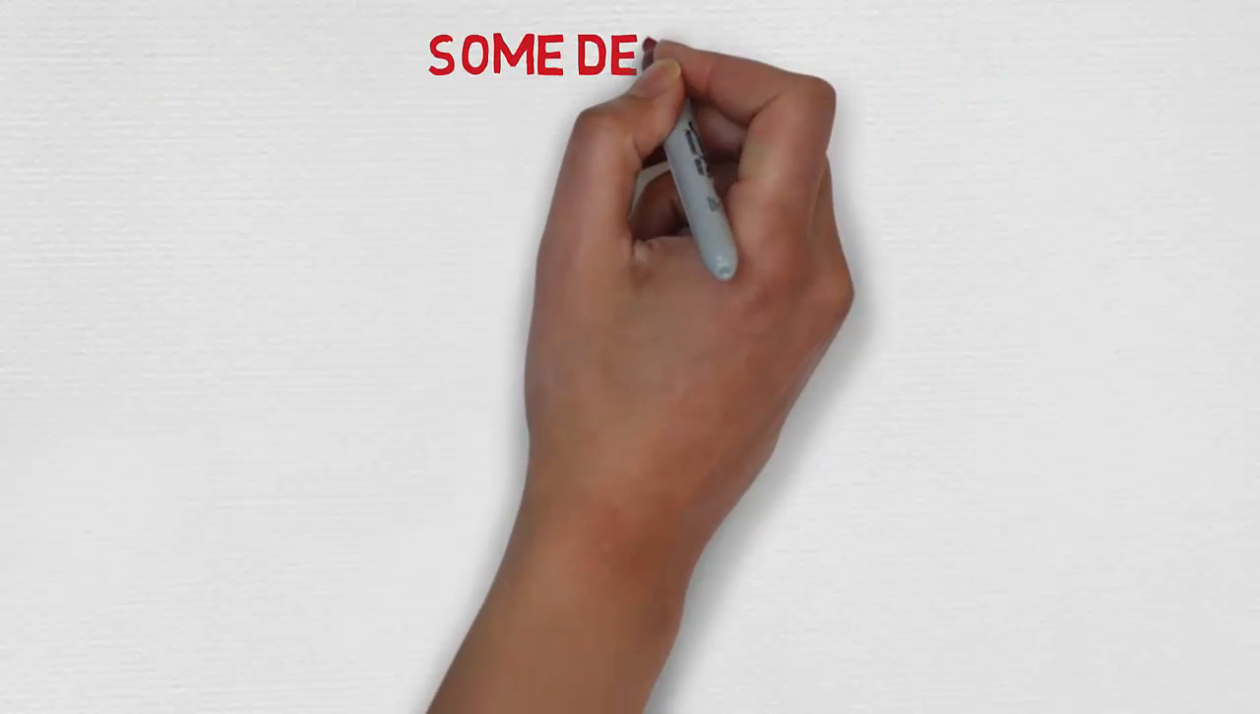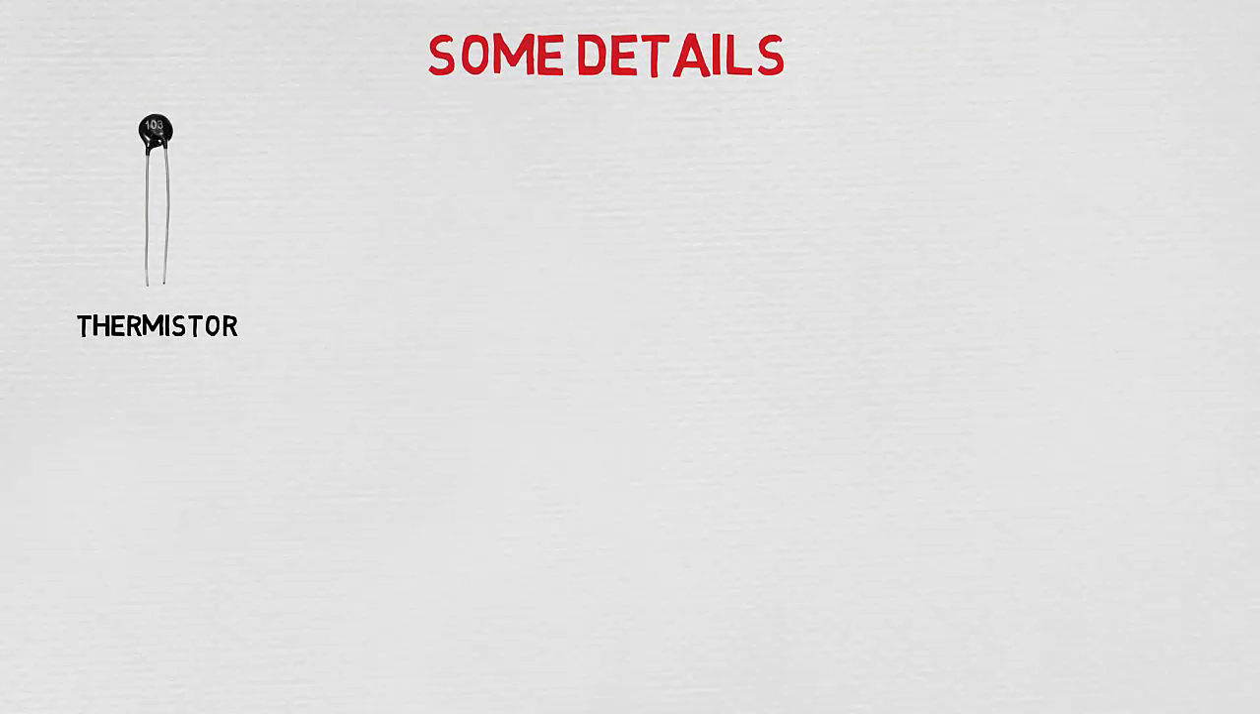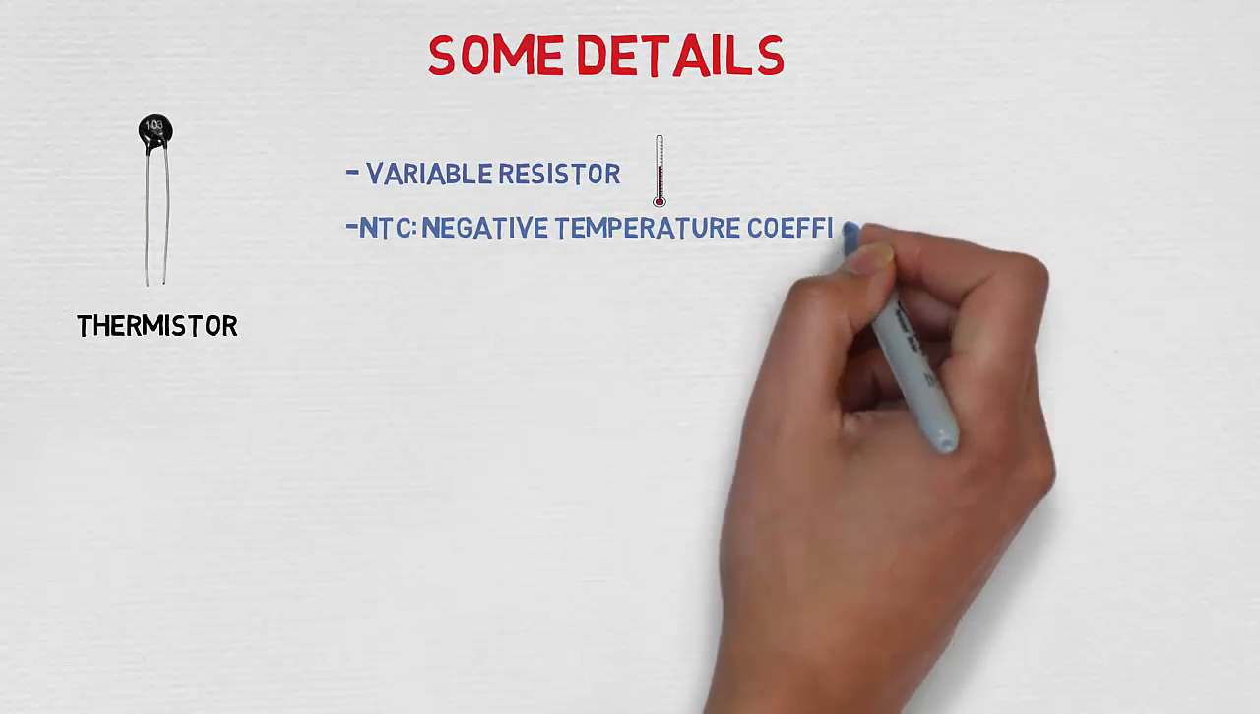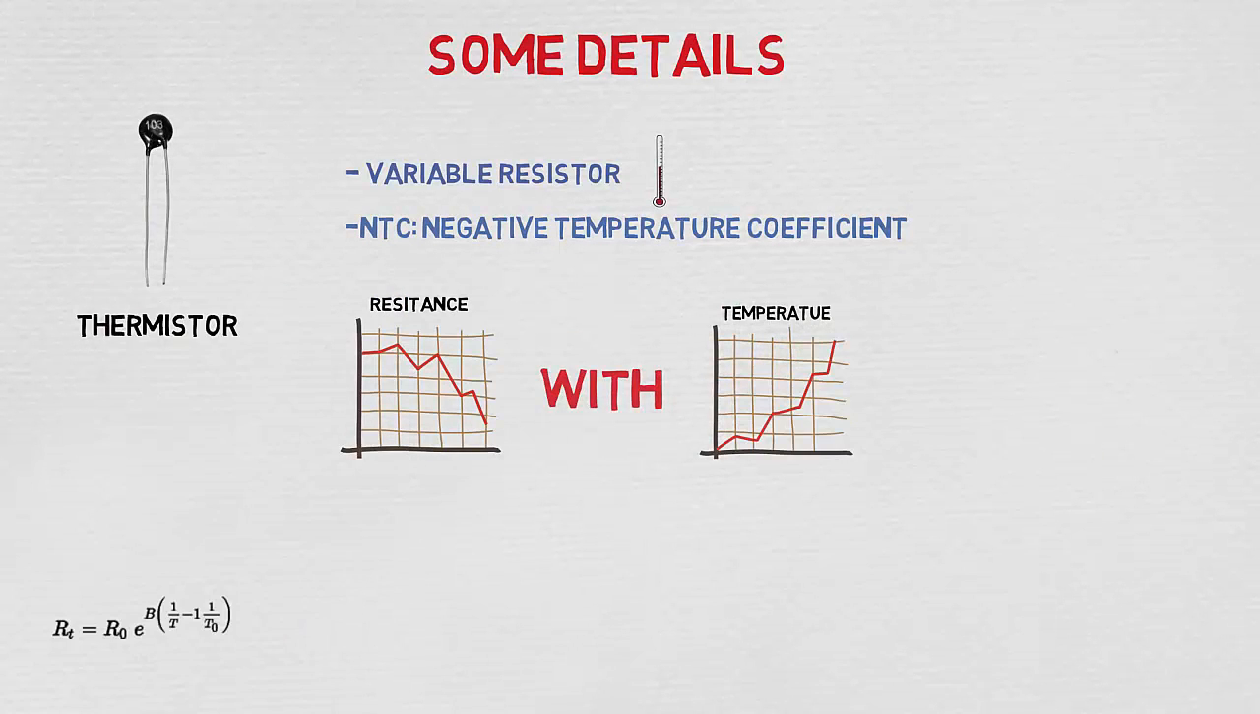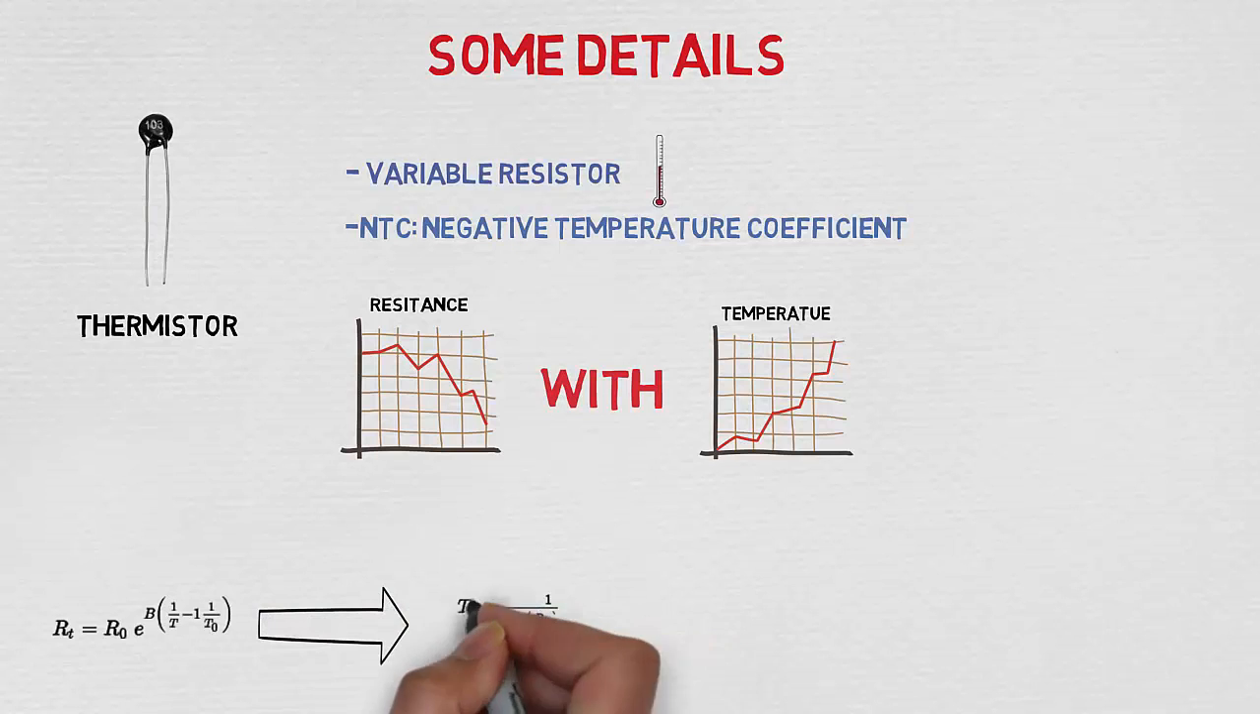Now let's talk about some details, and let's start with the NTC thermistor. It is a variable resistor that changes its value according to the temperature. NTC stands for negative temperature coefficient, which means that the resistance drops with the rise of the temperature. From this given function, where R0 is the value of the resistance when the temperature equals T0, and B is a constant of the thermistor that you can find in the datasheet, we will find the expression of the temperature by the resistance. The temperature here is in Kelvin, and I will use this function in the Arduino code in order to know the temperature from the thermistor.